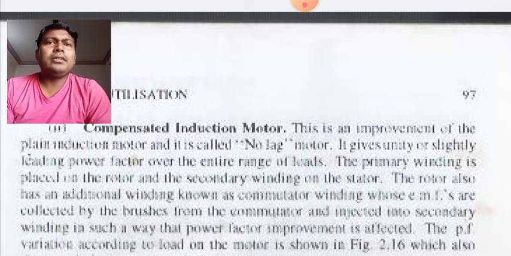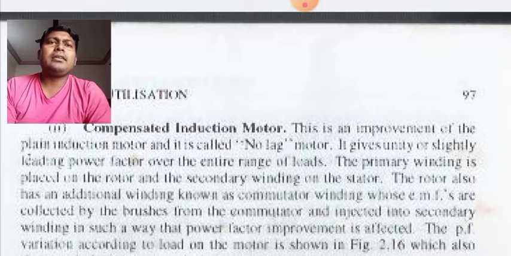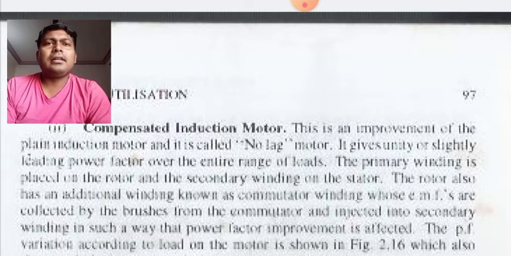It gives unity or slightly leading power factor over the entire range of loads. The primary winding is placed on the rotor and the secondary winding on the stator. The stator also has an additional winding known as the commutator winding, whose EMFs are collected by the brushes from the commutator and injected into the secondary winding in such a way that power factor improvement is effected.